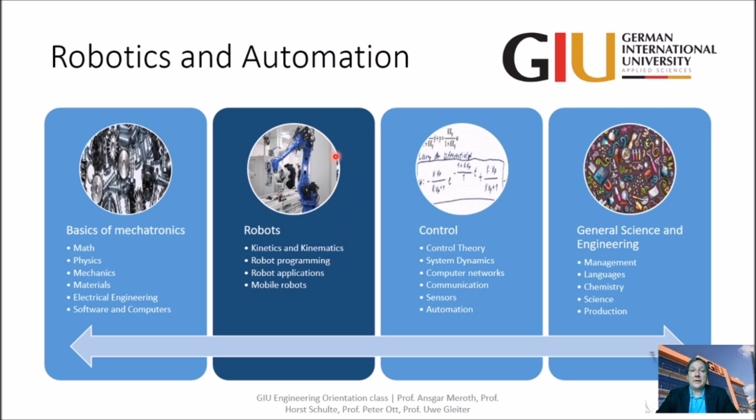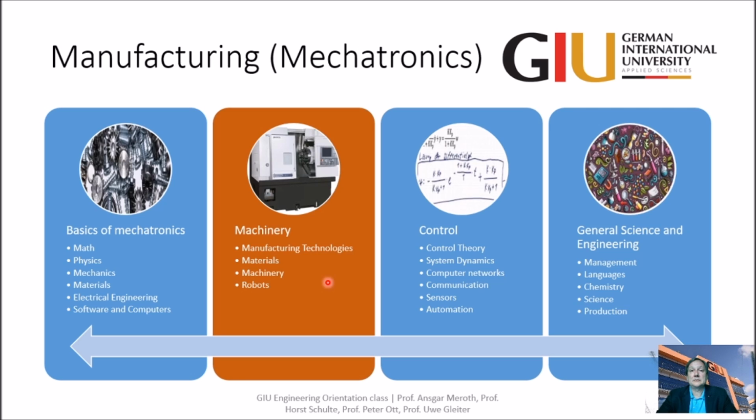In robotics and automation, we have basically the same foundation, but we talk about robots here. Kinetics and kinematics of robots, robot programming, robot applications, mobile robots, and other automation disciplines. In manufacturing, again with the same basics, we talk about machinery, for instance, manufacturing technologies, materials, machinery, and robots. And now I hand over again to Professor Schulte.